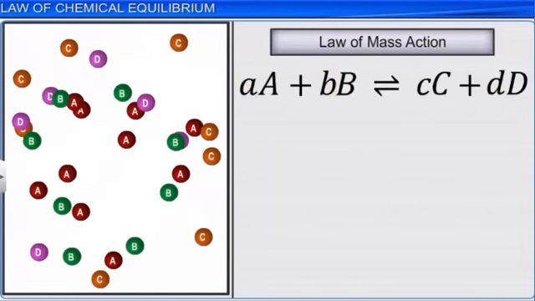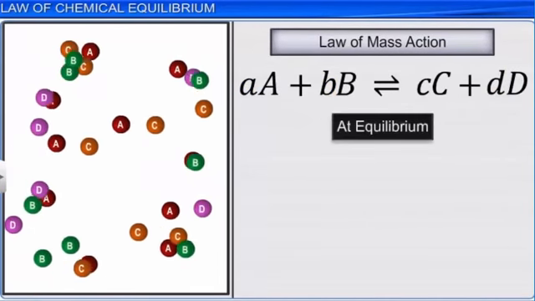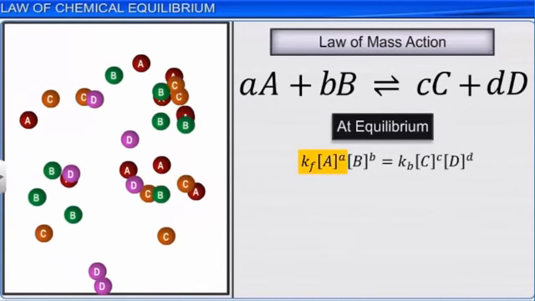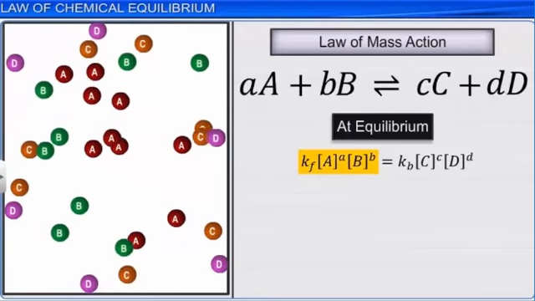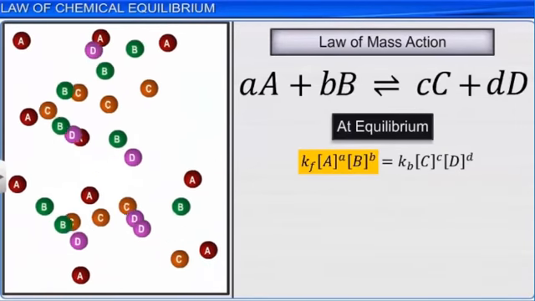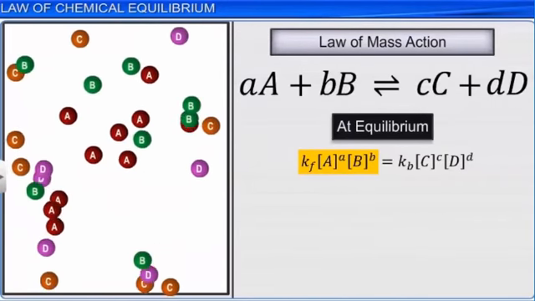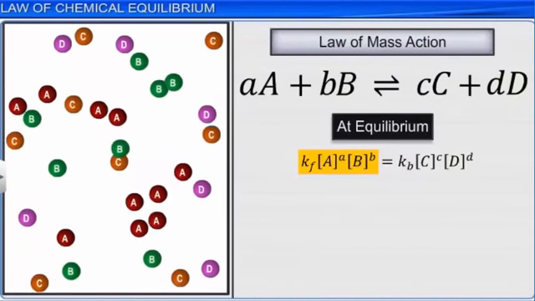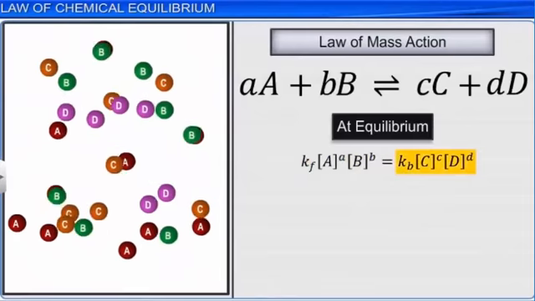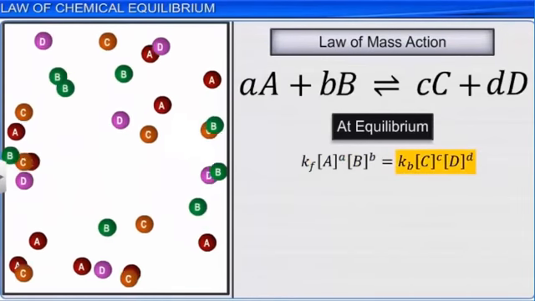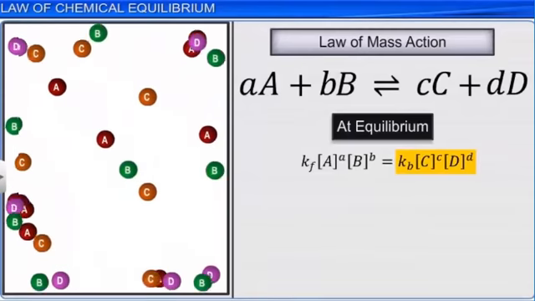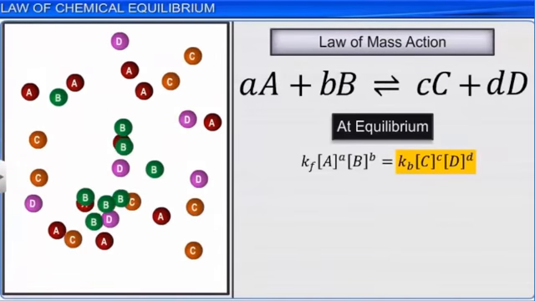It, therefore, follows that at equilibrium, Kf multiplied by the product of the concentration of the reactants A raised to the power of a and B raised to the power of b is equal to Kb multiplied by the product of the concentration of the products C raised to the power of c and D raised to the power of d.